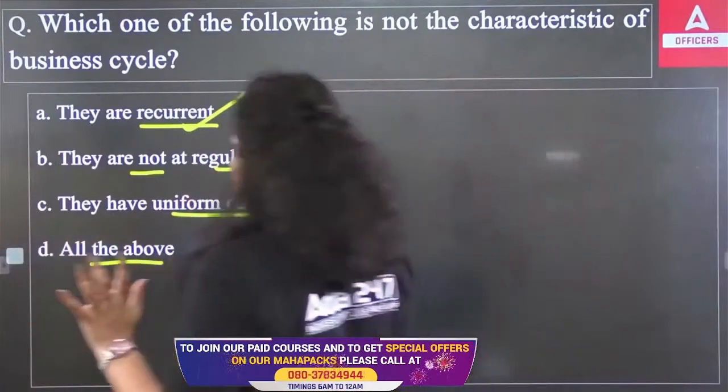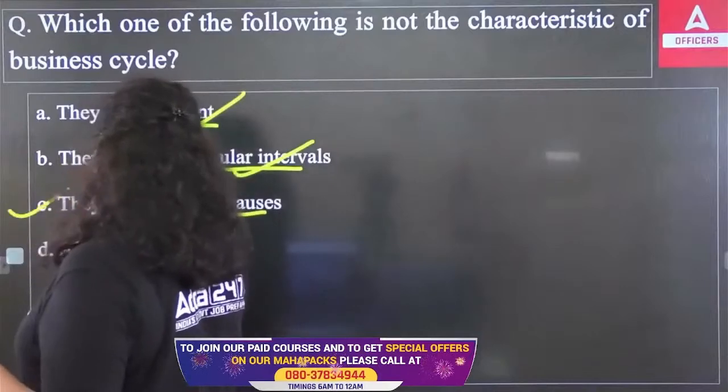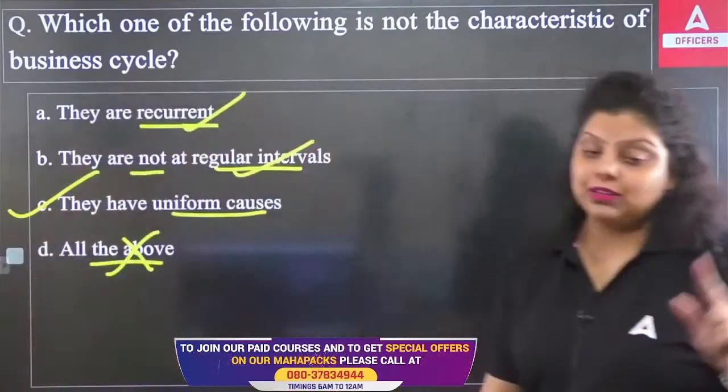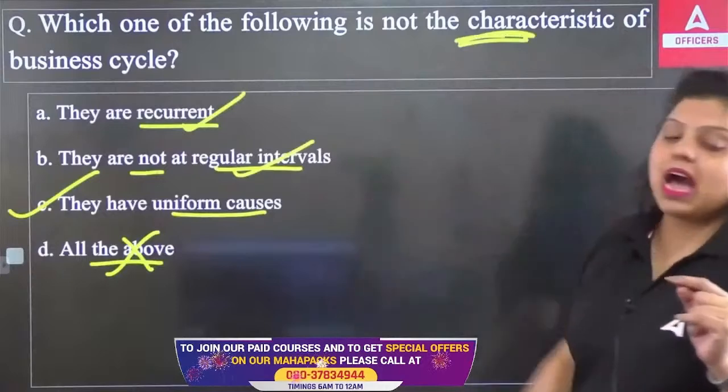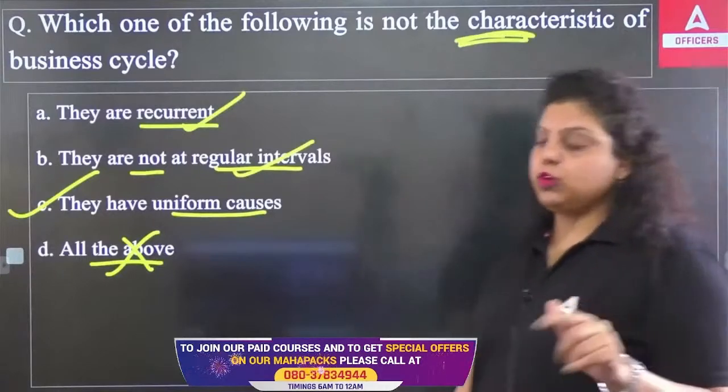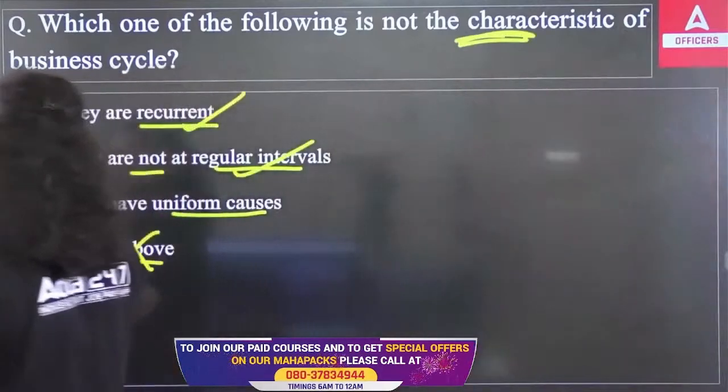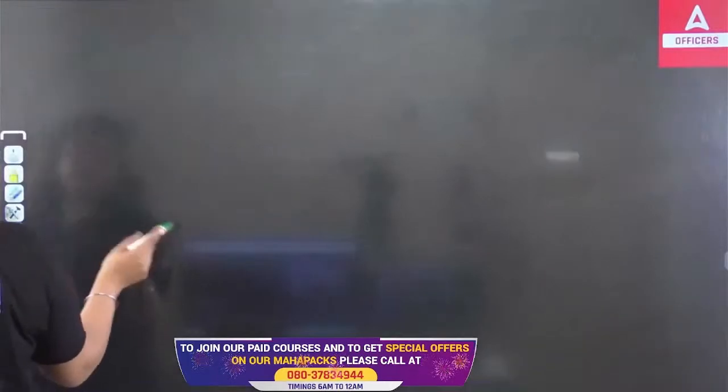So it cannot be the right answer, so it cannot be B or C also. The right answer will be they are uniform causes. This is not correct. This is not a characteristic of a business cycle. They are not uniform causes. It can be any. Okay, so the right answer will be your C option. Next.